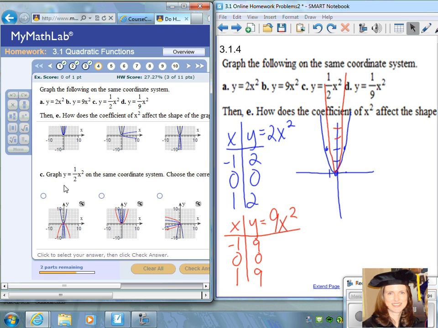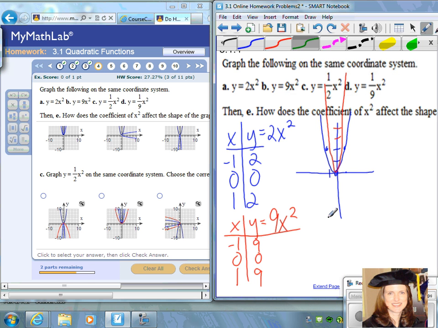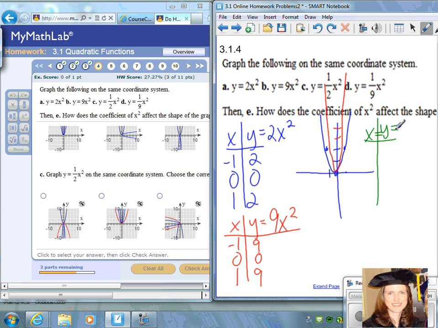Now we want to graph y equals 1/2 x squared on the same coordinate system. So you would square the number and then multiply by 1/2. Let's try that right here. If you have y equals 1/2 x squared, just plugging in those same values: plug in -1, 1 squared, you get 1/2. Plug in 0, you get 0. Plug in 1, you get 1/2.